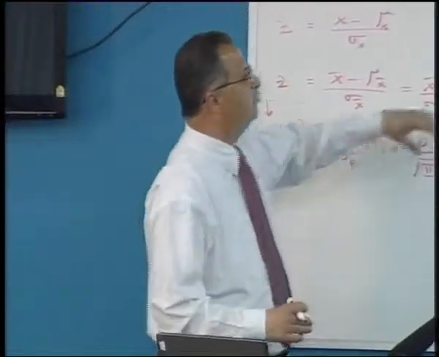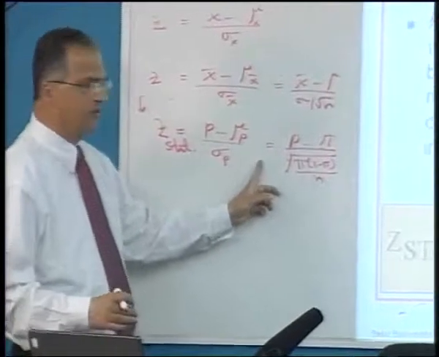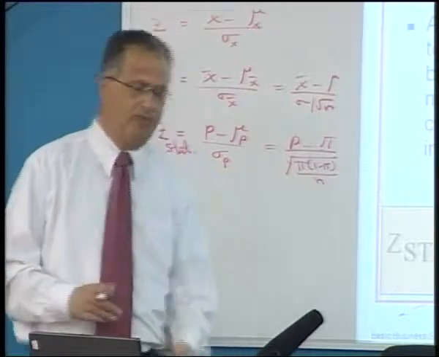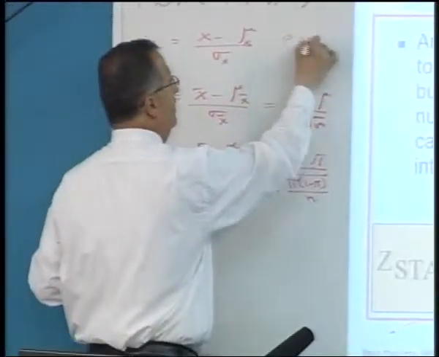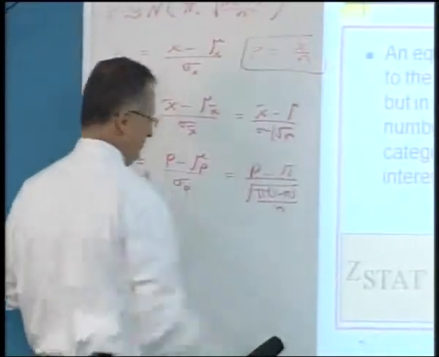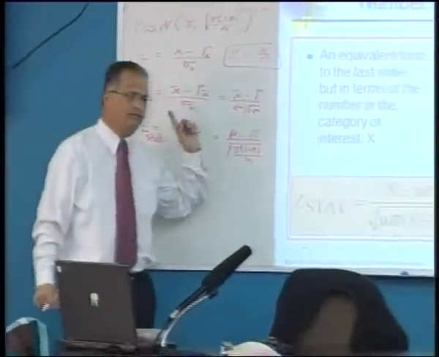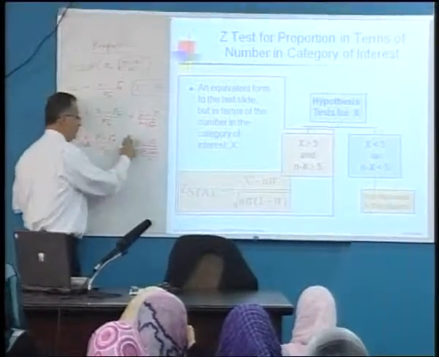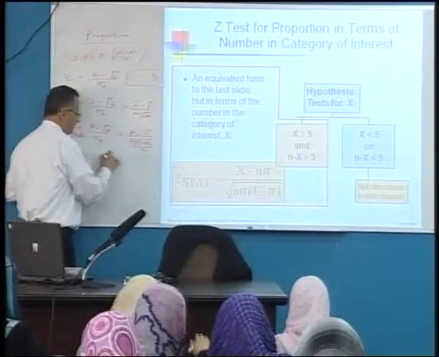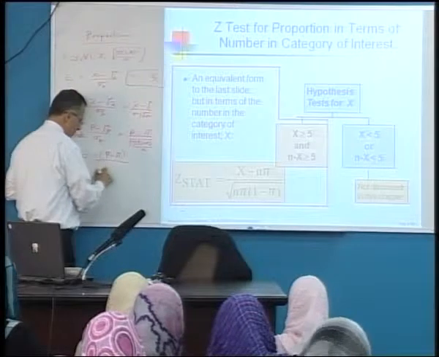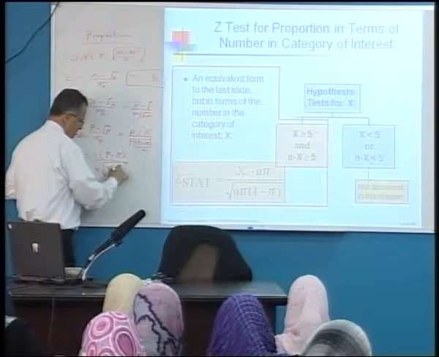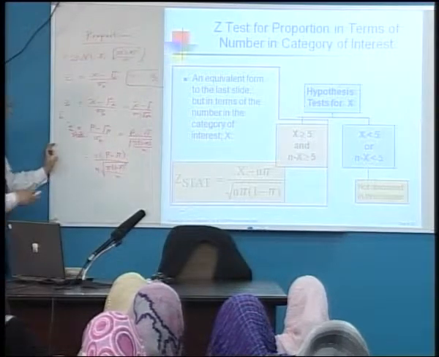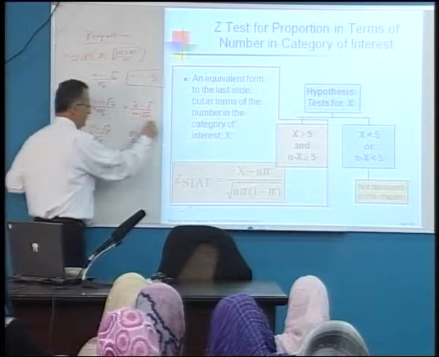There is an equivalent form of this statistic. We may replace P by X. For example, we know that P equals X over N. Now let's see if we multiply N for the numerator and denominator. So if we multiply N here and multiply N for both, let's see, I will reach another formula for this statistic.